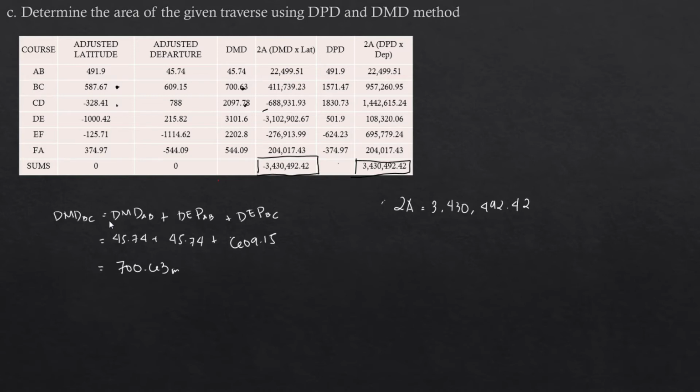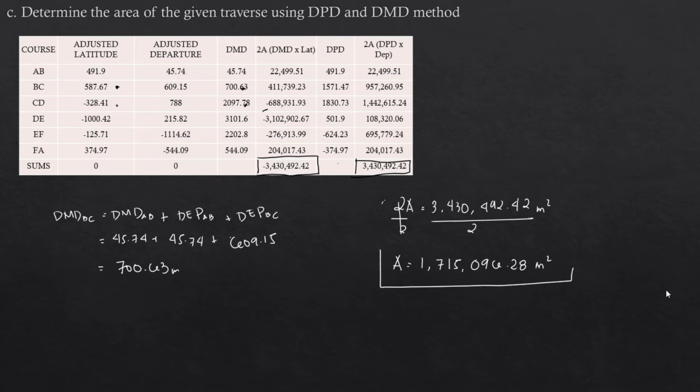So, area natin is, meron 2A tayo na 3,430,492.42 square meters. Okay, so divide lang natin ng 2 para makuha natin yung area. Yun na yung area natin. Area ngayon is equal to 1,715,96.28 square meters. So, yun yung area natin. So, tandaan nyo lang yung mga yon.